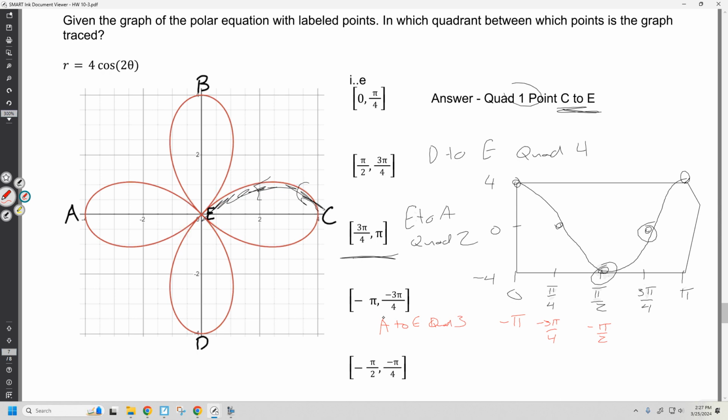My radius is positive. From negative pi to negative 3 pi over 4, I'm just repeating this period. I'm going from a radius of 4 to a radius of 0. From negative pi to negative 3 pi over 4, I actually would have this piece. I would go from a radius of positive 4 to 0, A to E. Try the next one. Negative pi over 2 to negative pi over 4. What does that look like?